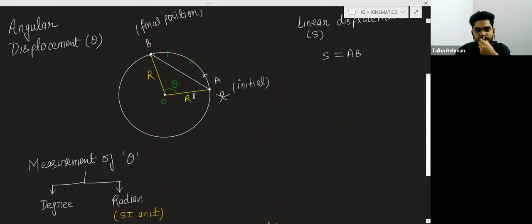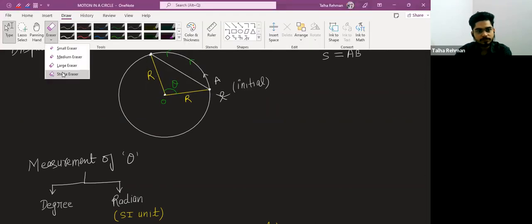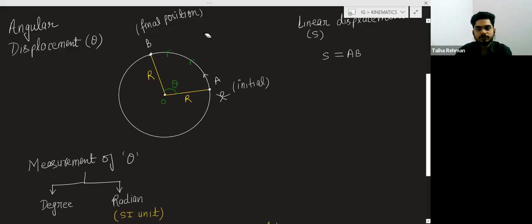What is the right hand thumb rule? So now we can remove this. Now this person is moving from A to B. See this figure of a circle. This person is moving from point A to point B, so this person is moving in the anti-clockwise direction.